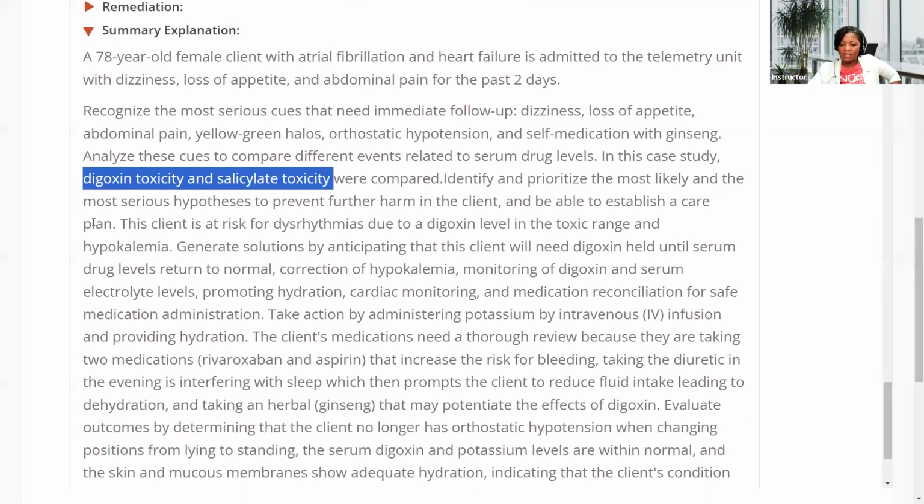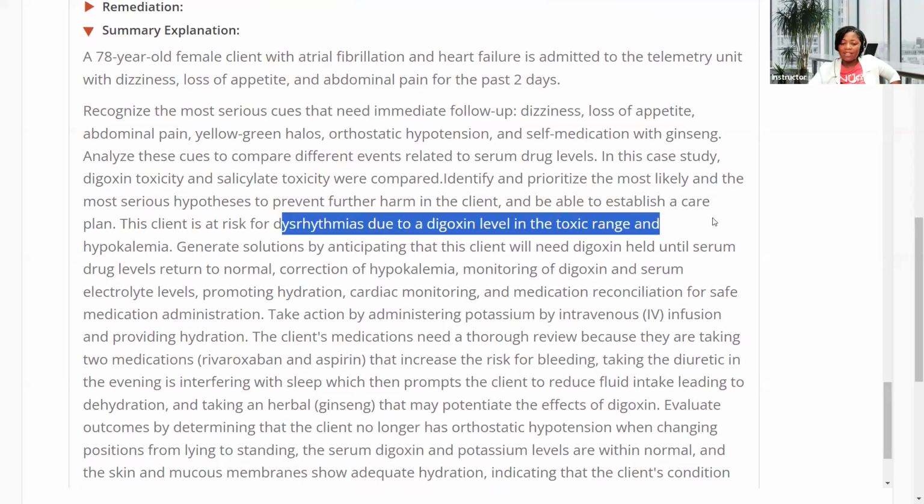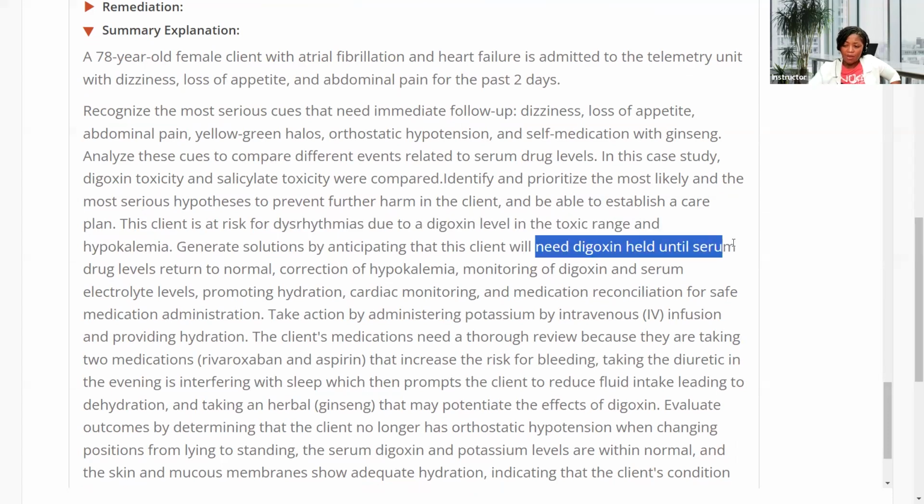Hold on, I'm trying to see. Understand plan. Clients at risk for dysrhythmias due to digoxin level in the toxic range and hypokalemia. All right, here we go. Generate solutions by anticipating that this client will need digoxin held until the levels return to normal.